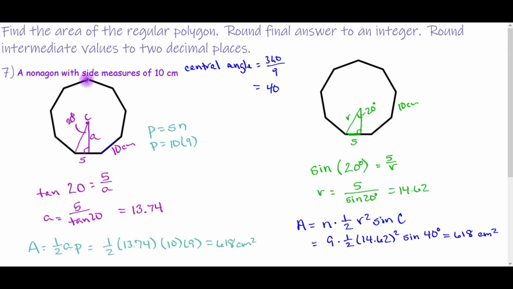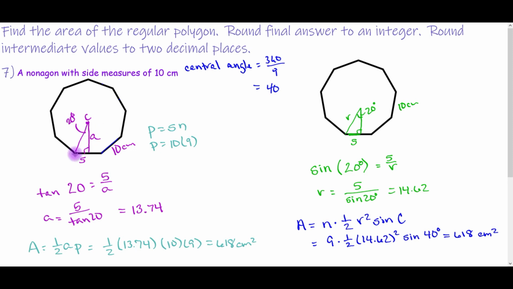It says we have a nonagon with side measures of 10 centimeters. So I just got a picture of a nonagon from the internet just to give us a visual here. And then all we know again is that this side measure is 10 centimeters. So we have the two methods again, just like we did before. The first thing I'm going to think about is what is my central angle? My central angle is going to be 360 divided by 9, which is going to give me 40 degrees.